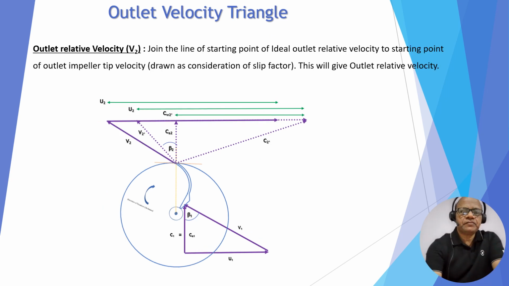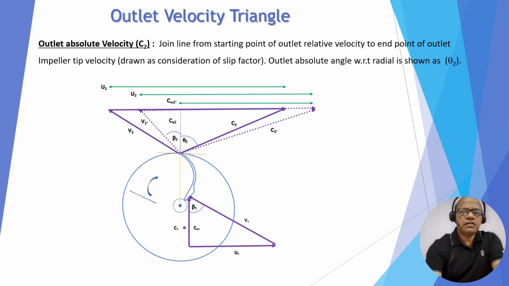Then the outlet relative velocity is V2: we take the starting point of V2 dash to the end point of U2. This will give the value of V2. Then the outlet absolute velocity C2: join the line from the starting point of the outlet relative velocity to the end point of U2 considering the slip factor. This will give the value of C2.